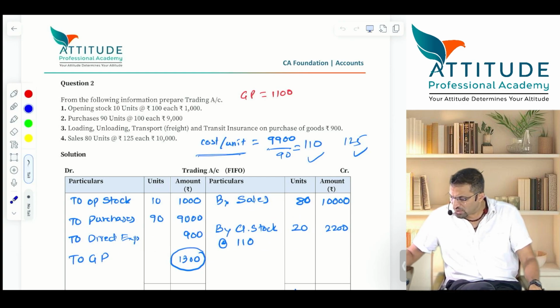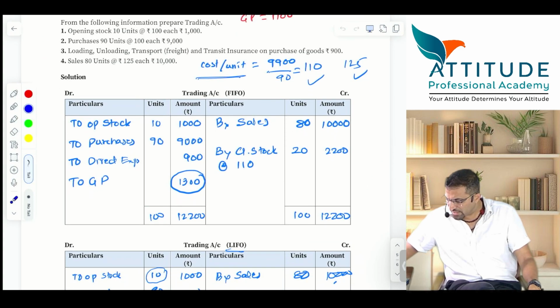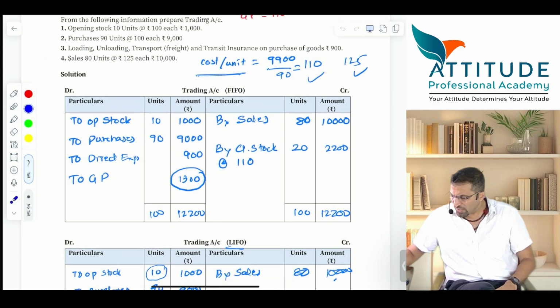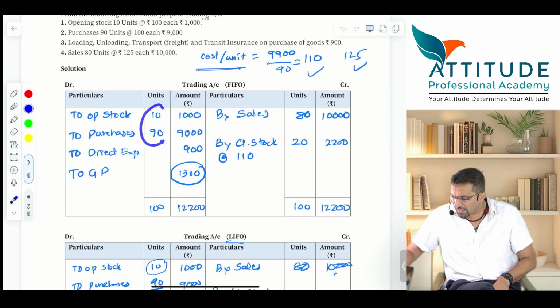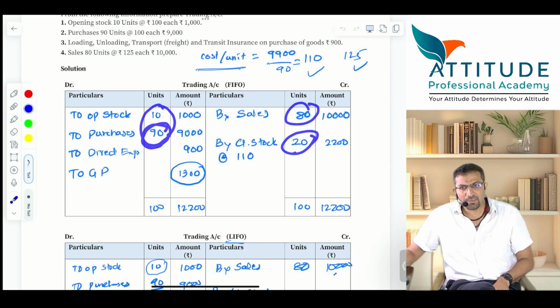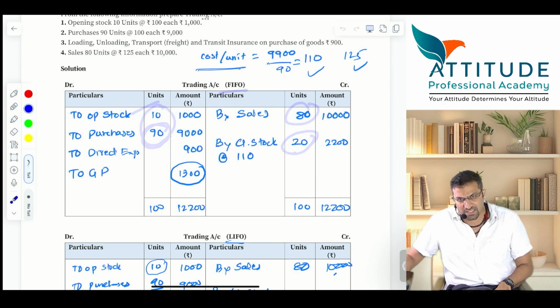Now, opening stock 10 units, 1000. Purchases 90 units, 9000. Direct expenses, which is how much? 900. And then sales 80 units. Now come back here. What did I tell you? Sir, out of 100, 80 is sold. Remaining is what? 20. This 20 is left out of how much? This 90. It means that goods which have come in first are sold first. FIFO method.